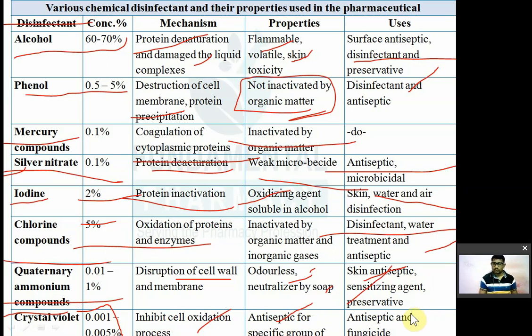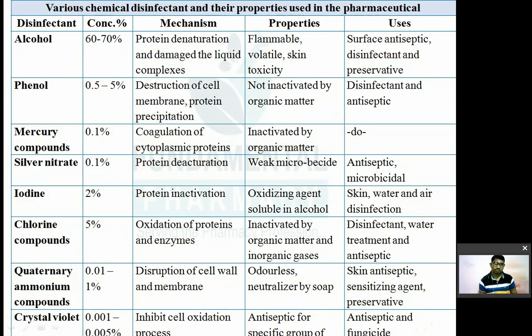So this is just the maximum; questions do not come on this. Alcohol is used in a concentration of 60 to 70%, with protein denaturation, and being flammable and so on, you should know that. Antiseptic, disinfectant and preservative. Phenol in a concentration of 0.5 to 5% causes destruction of the cell membrane and protein precipitation. Used as a disinfectant and antiseptic. It is not inactivated by organic matter, so if any organic matter is present, it makes no difference.